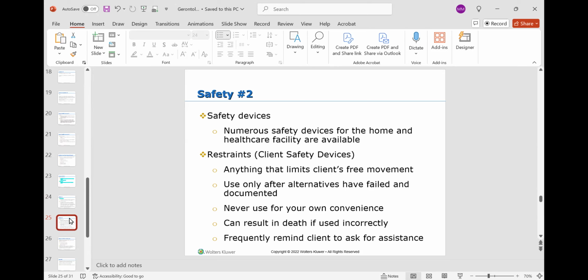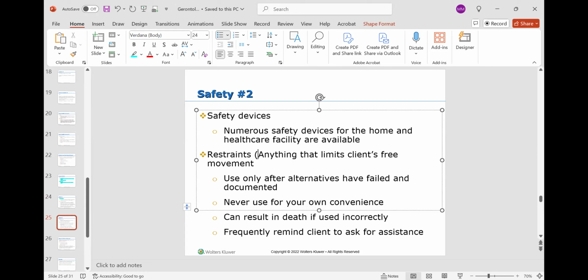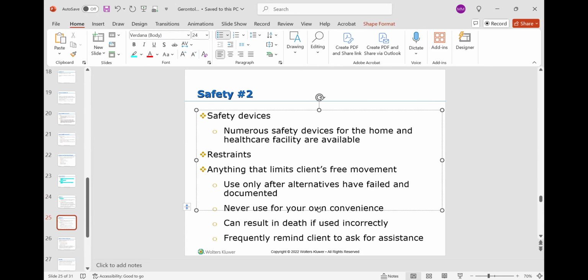Restraints. Client safety devices? Oh, no, they are not client safety devices. In as much as if you have a confused patient that's in ICU and they're intubated and they have a PICC line or a TLC line and they're trying to pull stuff out, then yes, what you're doing is you may have to restrain them for their own protection, right?